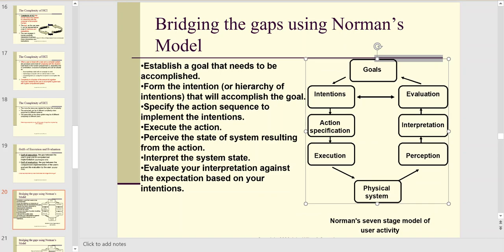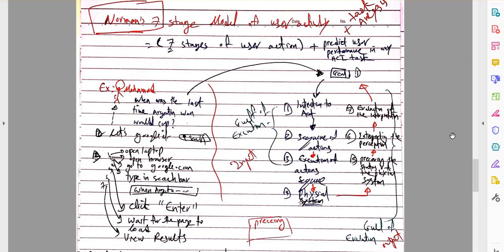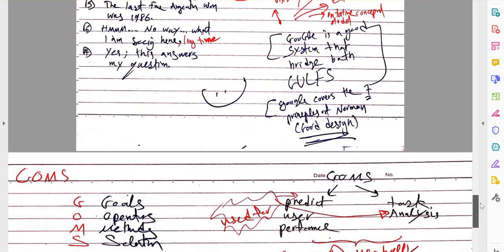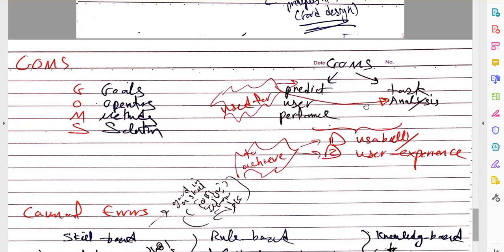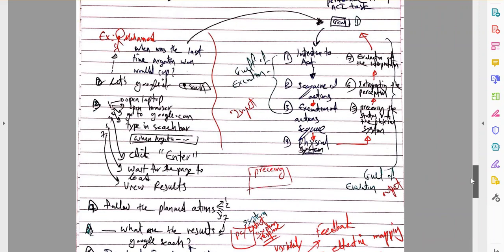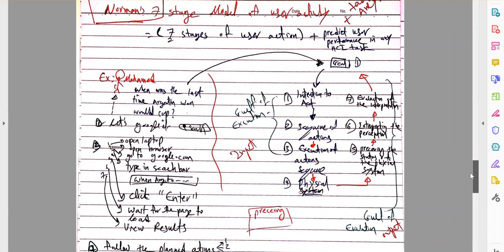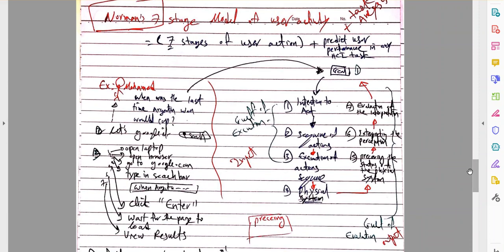Okay, let us go back to the notes I was writing earlier. Predict user performance, used for task analysis, to achieve usability and user experience. Okay, let's go and discuss the model in more detail.